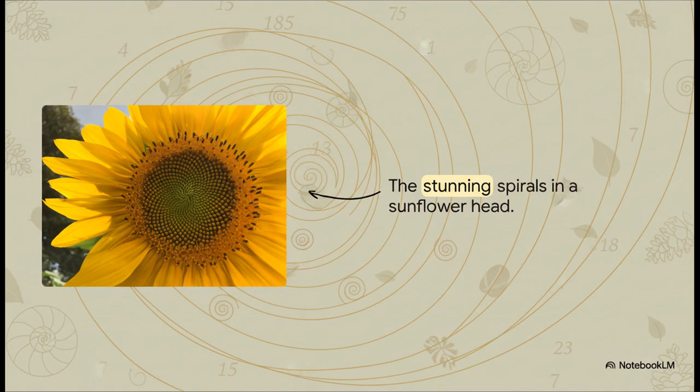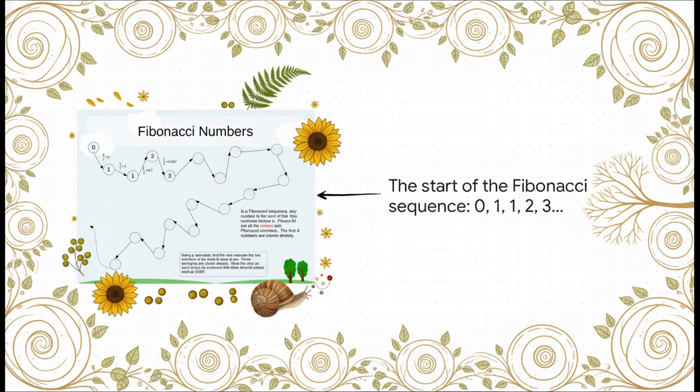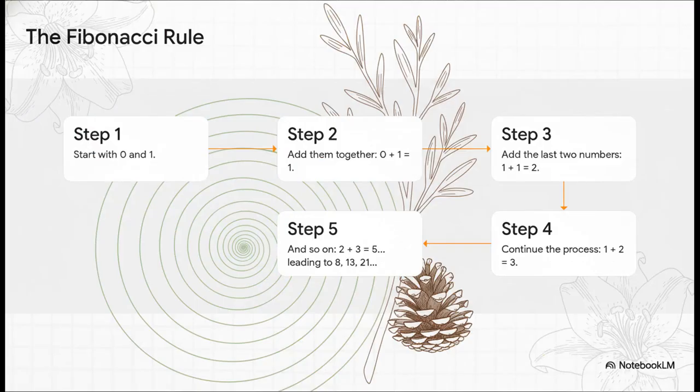And here's the cool part. If you actually counted the spirals going one way and then the other, you wouldn't just get random numbers. Nope, you'd find numbers from this exact sequence, the Fibonacci sequence. It's probably one of the most famous patterns in all of math. And the way it works is, well, it's shockingly simple. You just add the last two numbers to get the next one. That's it. And that simple process creates this infinite sequence that just shows up everywhere. In the petals of a flower, the branches of a stem, the spirals of a pine cone, again and again.